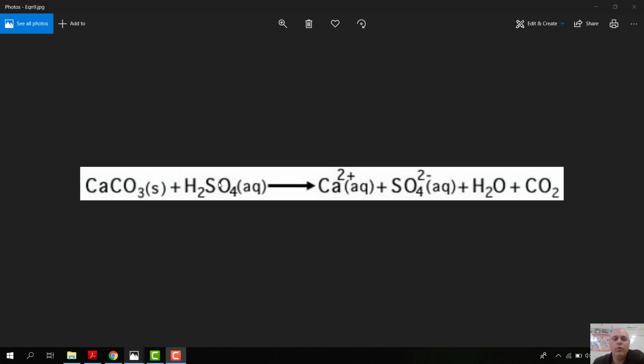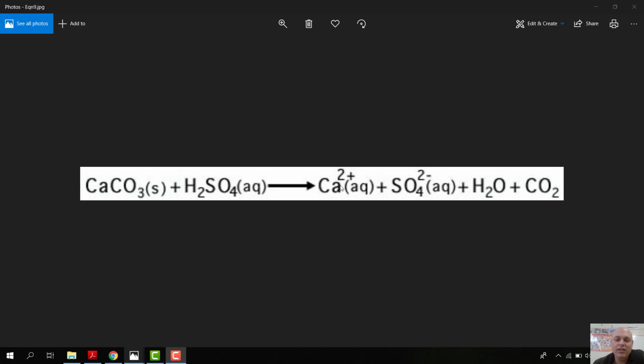Now the statue and the sulfuric acid react, and what ends up happening is that sulfuric acid causes a decomposition where you get calcium ions, and you'll notice that's aqueous, it's not solid anymore. You get sulfate, this SO4, which is also aqueous, so again, not solid. It's dissolved in the rainwater. And you get some extra water molecules and some carbon dioxide, this CO2.